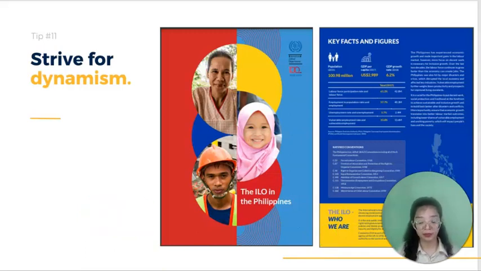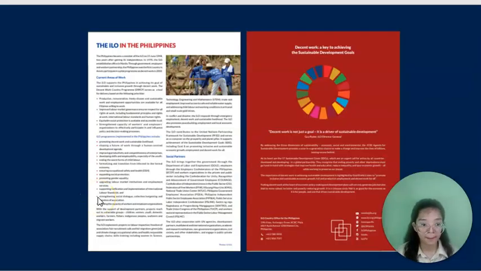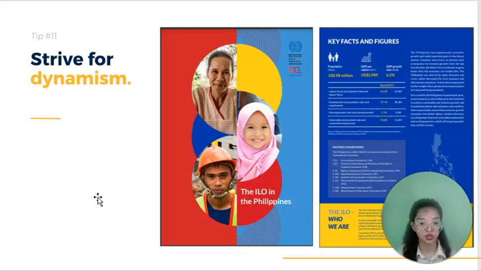So here is an example by the International Labor Organization in the Philippines. So look at this. This leaflet has only 4 pages, but it was able to use a lot of elements in it. You can see the use of different colors and illustrations. Here we can see the photos of these people. We can see infographics and even a map.